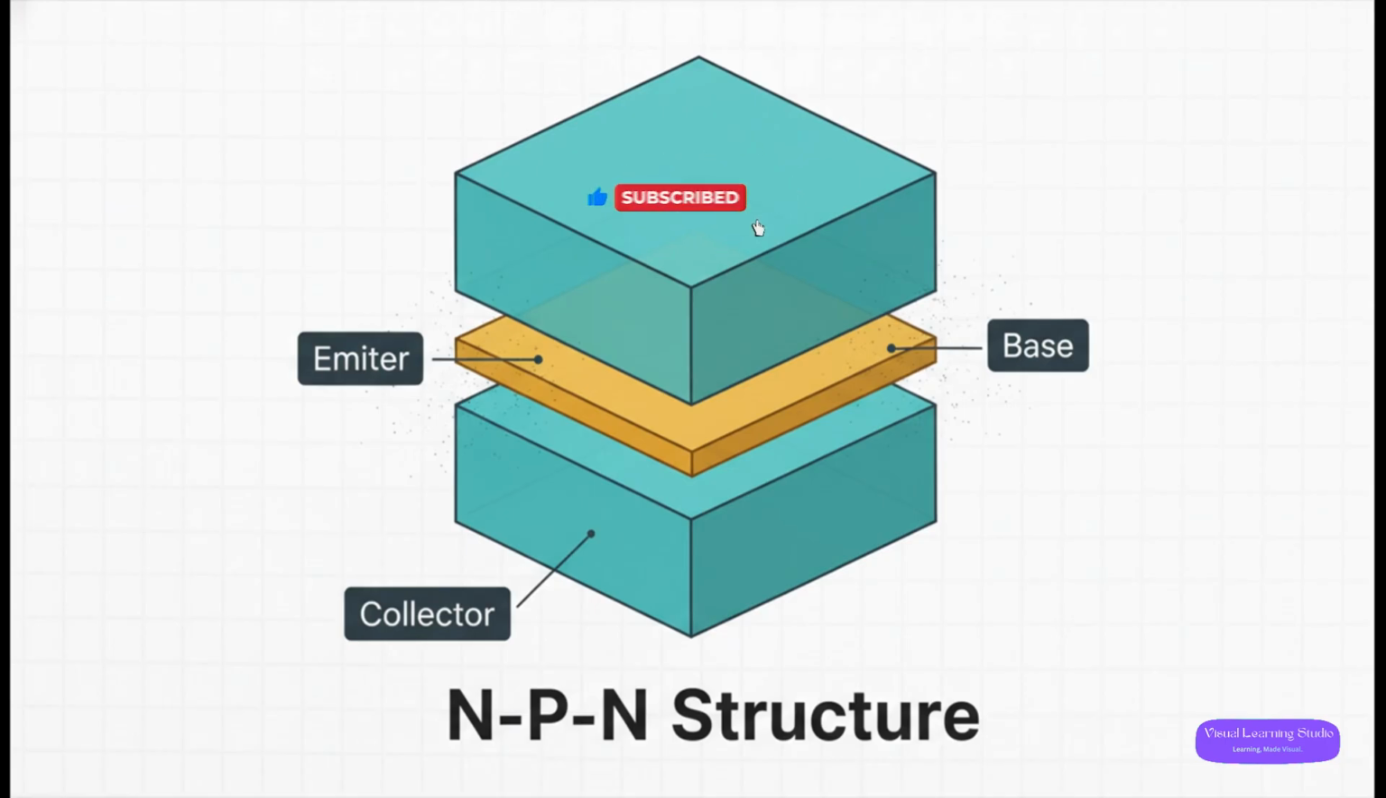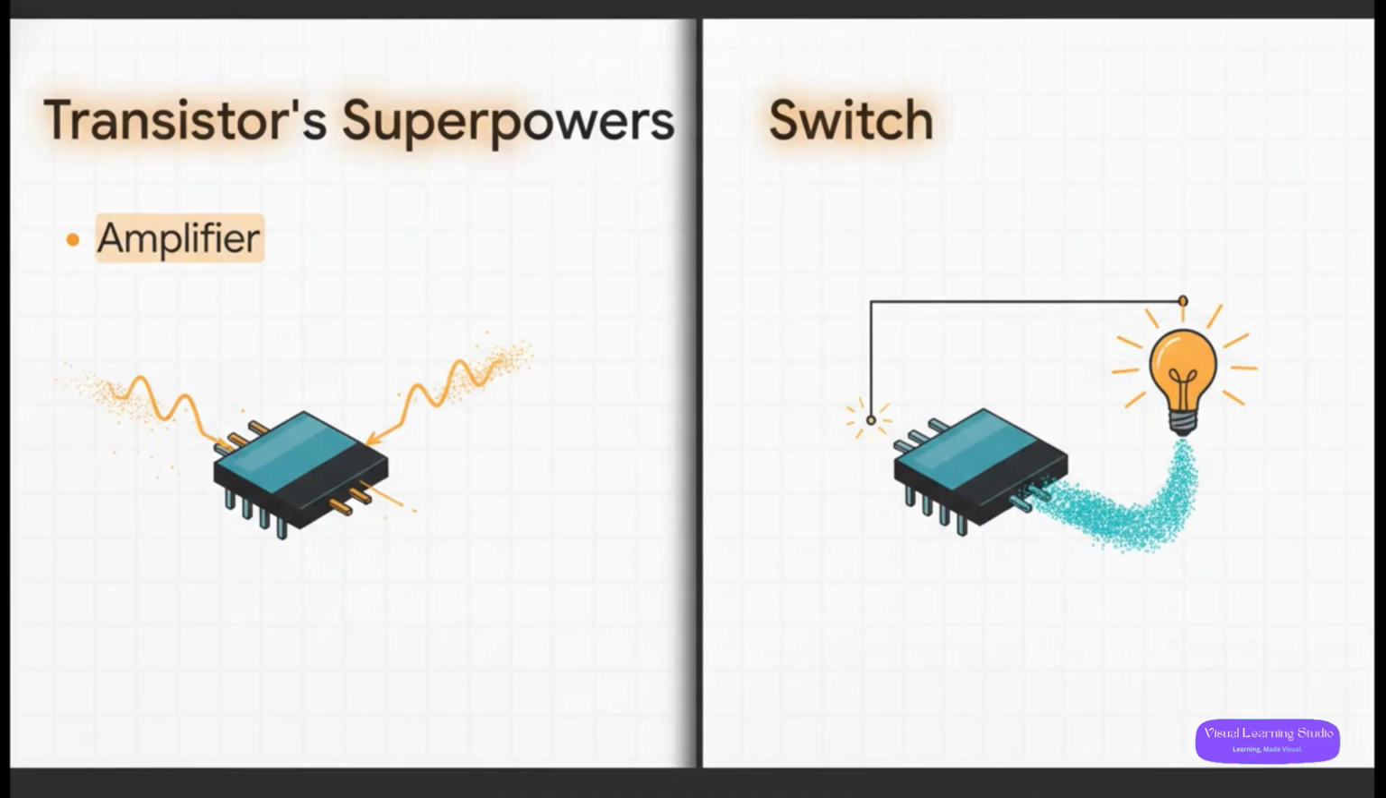Structurally, a transistor is actually pretty simple. It's just like a sandwich. You take two pieces of our N-type silicon and you stick a very, very thin slice of the P-type silicon right in the middle. This gives you three layers, which we call the emitter, the base, and the collector. And this simple little sandwich structure gives the transistor two revolutionary abilities. First, it can act as an amplifier, taking a tiny weak signal and making it huge. Or second, and this is the one that's crucial for computers, it can act as an incredibly fast switch that we can turn on or off with just a tiny little tickle of electricity.